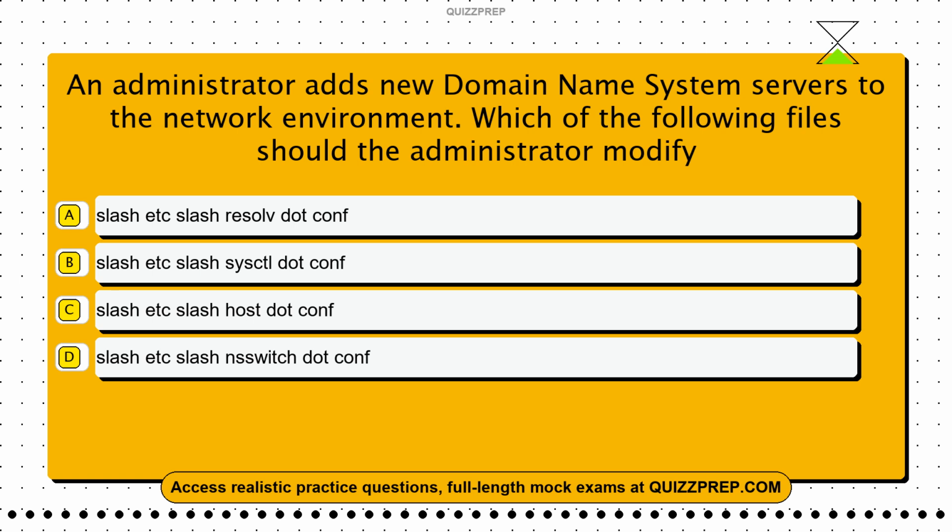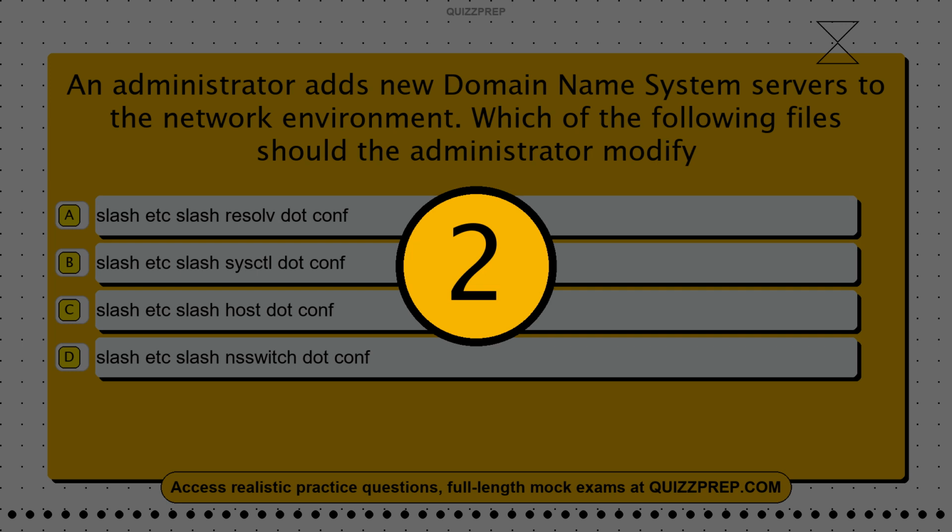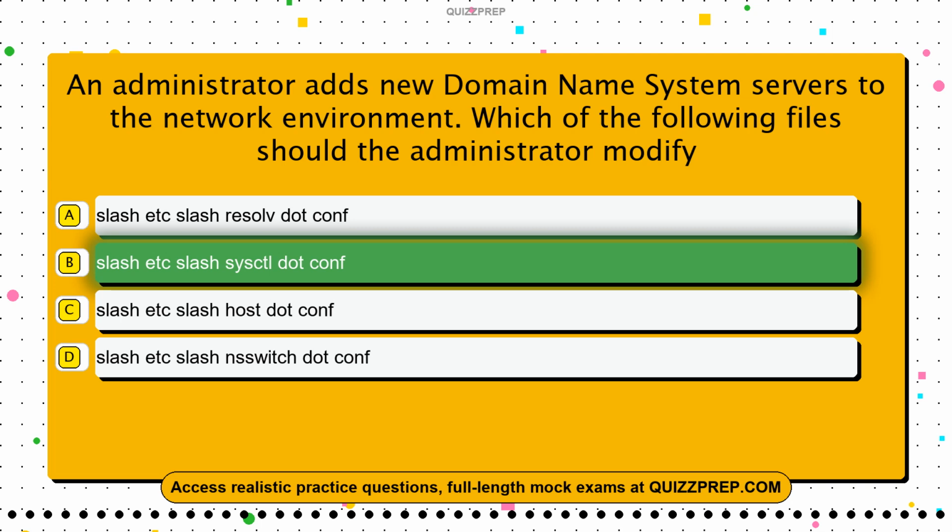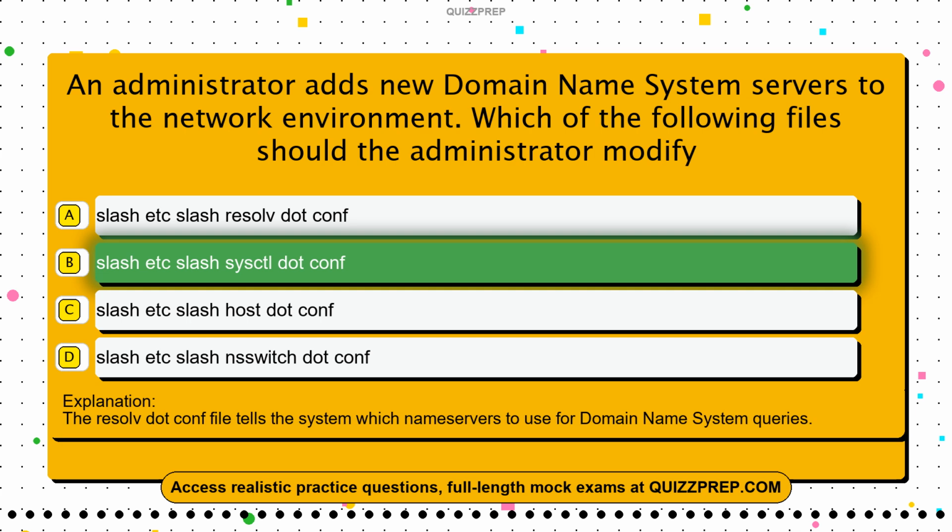Question 119. An administrator adds new domain name system servers to the network environment. Which of the following files should the administrator modify? Option A, /etc/resolv.conf. Option B, /etc/sysctl.conf. Option C, /etc/host.conf. Option D, /etc/nsswitch.conf. The correct answer is option B, /etc/sysctl.conf. The resolv.conf file tells the system which name servers to use for domain name system queries.